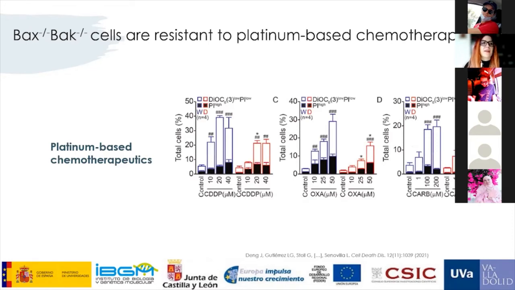What about Bax and Bak cells? Okay, so we carried out experiments to detect apoptosis in wild-type cells and double KO cells for Bax and Bak. We exposed these cells to different platinum-based chemotherapeutics, such as cisplatin, oxaliplatin, and carboplatin. And we confirmed that these DKO cells are more resistant than the wild-type counterparts.